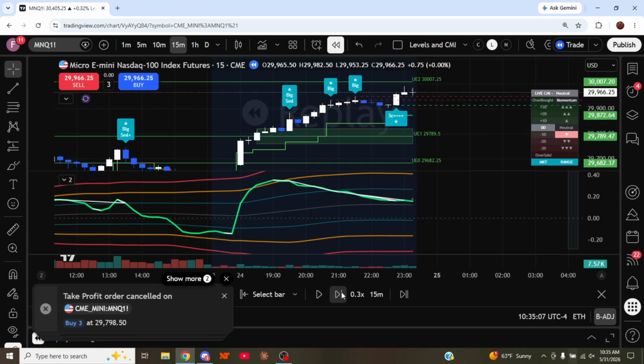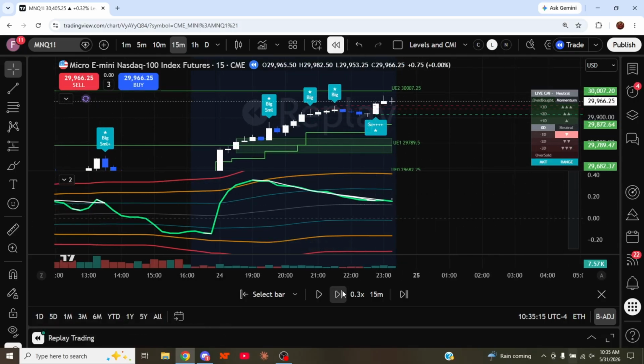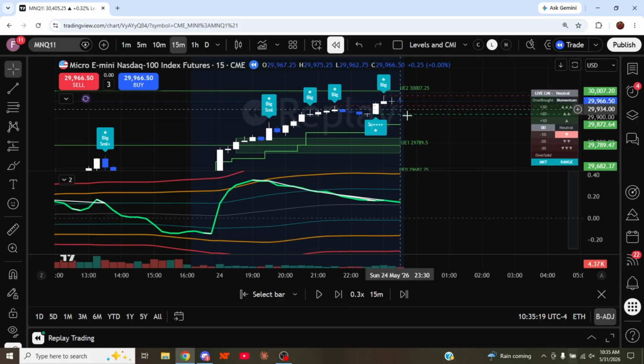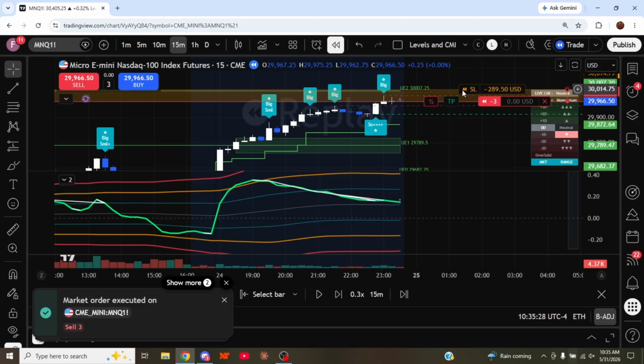Stopped again. Okay, this little scalp tag. I'm looking for a short, so I'm not going to take this long. I kind of already missed the move too. Yeah, so we're looking for this reversal. So let's sell again. Put it at nothing level.